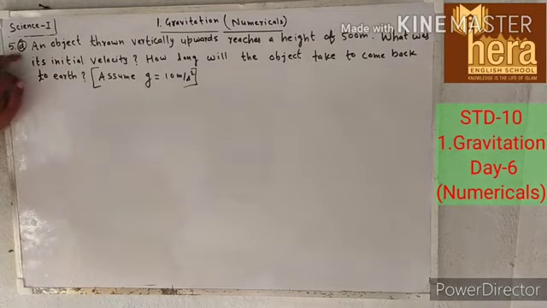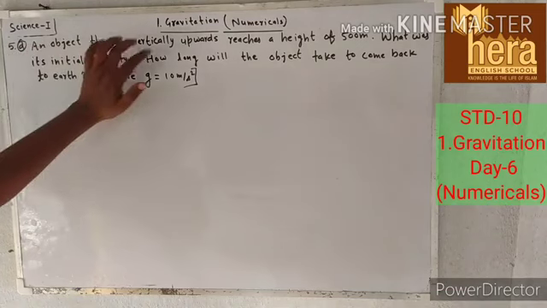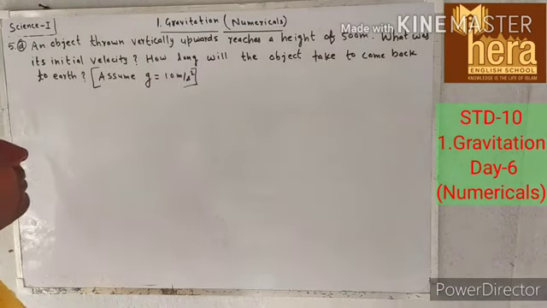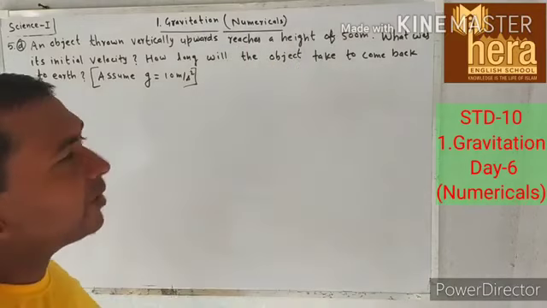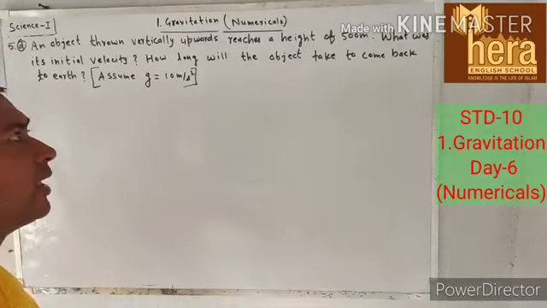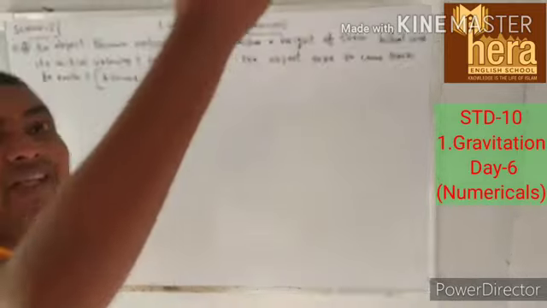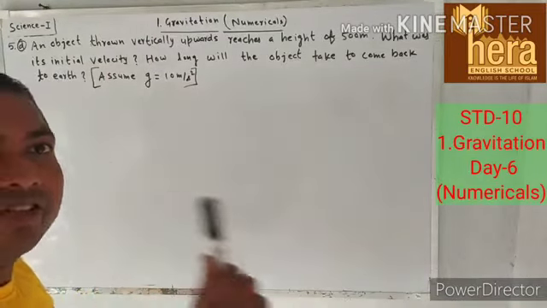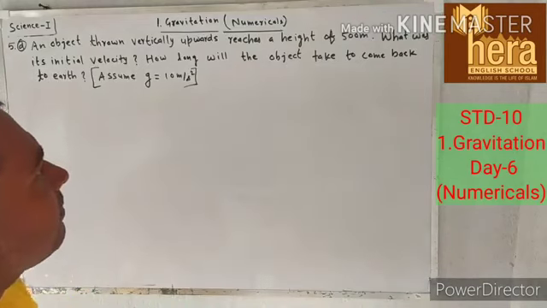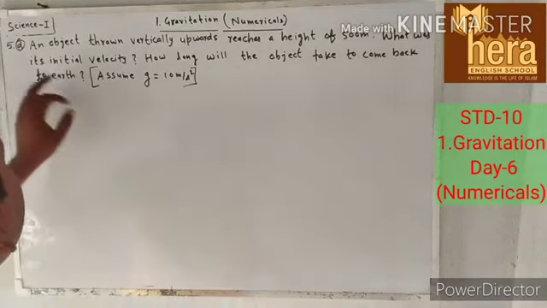Next, 5th D. An object thrown vertically upward reaches a height of 500 meter. See, the object is thrown vertically upward direction. In this case, you have to put minus g at the place of g. What was its initial velocity?